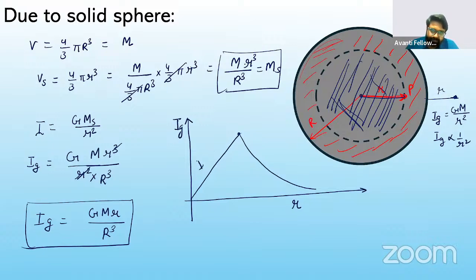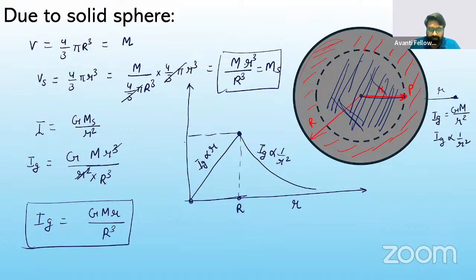This here Ig varies directly proportional to r, and for this Ig varies 1 by r. This is the point where maximum field intensity or maximum gravitational acceleration will be experienced, which is at surface, 0 to capital R. This is the value of I max, and this is the variation of I.